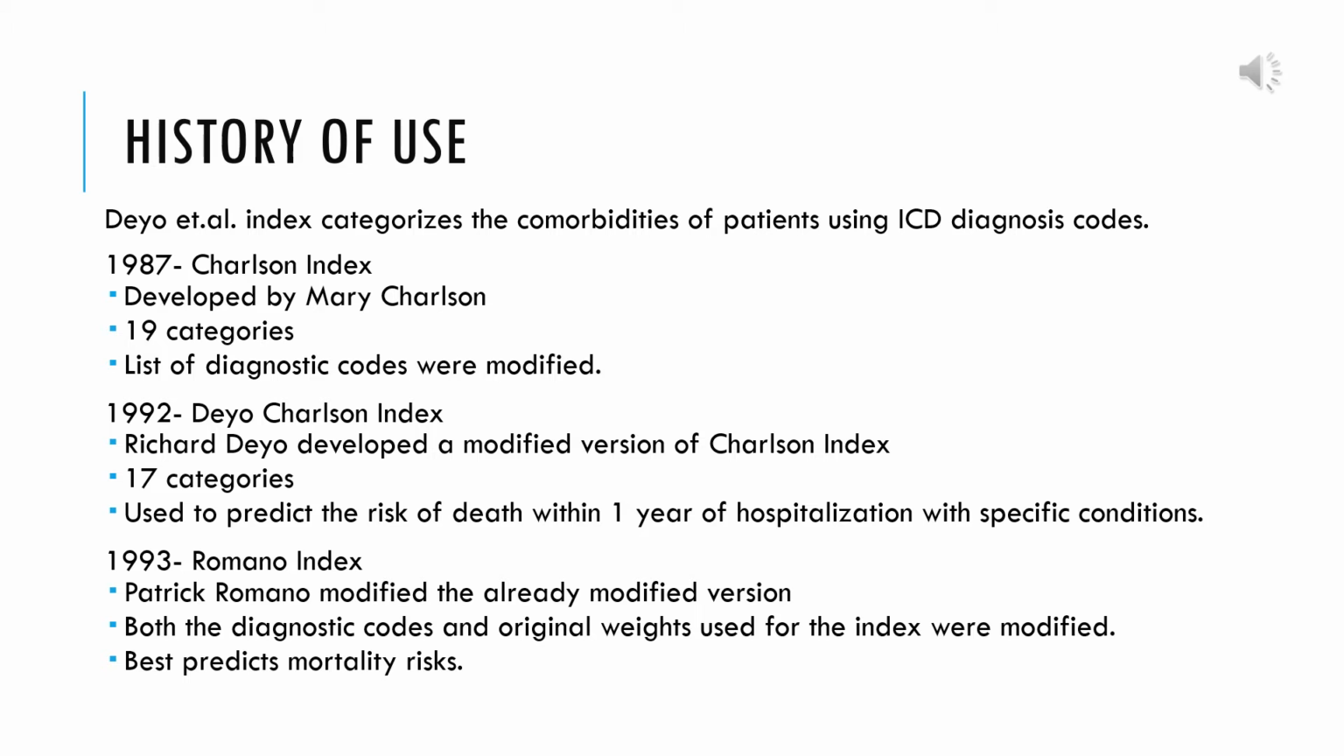So some background on the Deyo-Charlson's Index. What it does is it categorizes the comorbidities of patients using ICD diagnosis codes. In 1987, the Charlson Index was developed by Mary Charlson, and it had 17 categories, and the list of diagnosis codes were modified. And then in 1992, the Deyo-Charlson Index was developed. Richard Deyo actually developed a modified version of the Charlson Index. This one actually consisted of 19 categories, and this was used to predict the risk of death within 1 year of hospitalization with specific conditions.